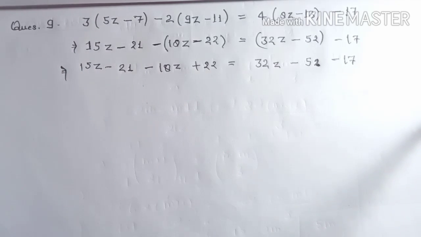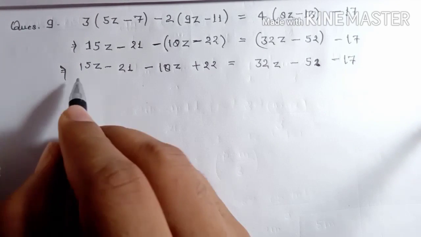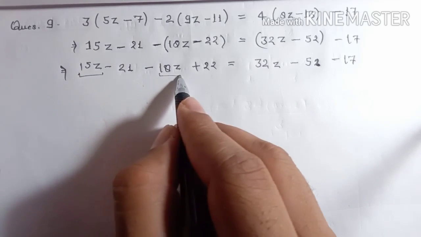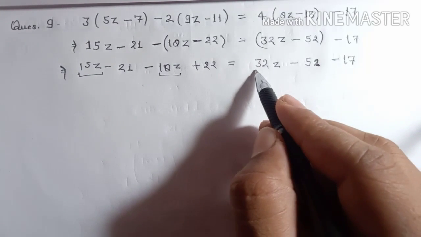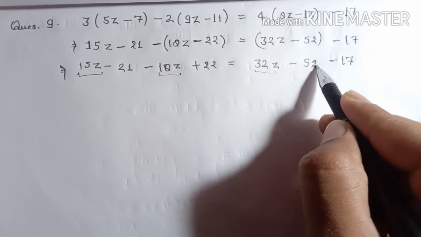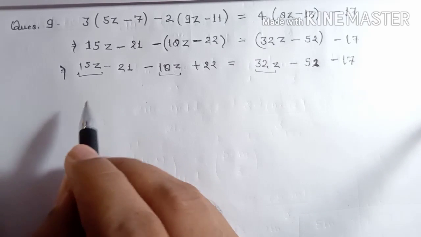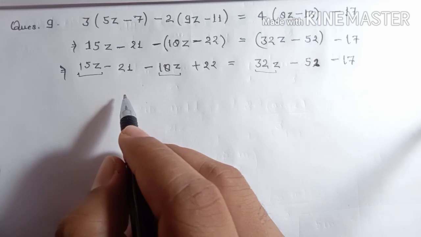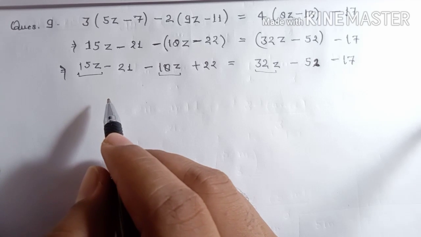Do one thing, you can see these are the like terms which have the same variables. Terms which have the same variables are called like terms. This is 52, not z, okay, do not get confused. Now we have three like terms, so transpose all three terms aside.